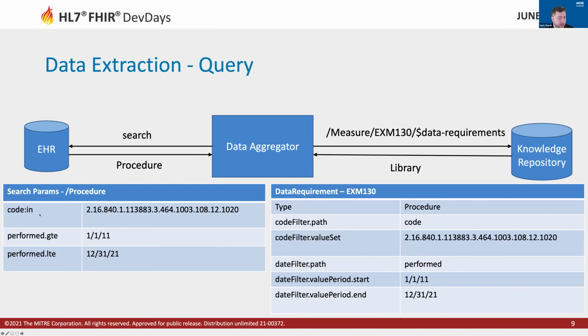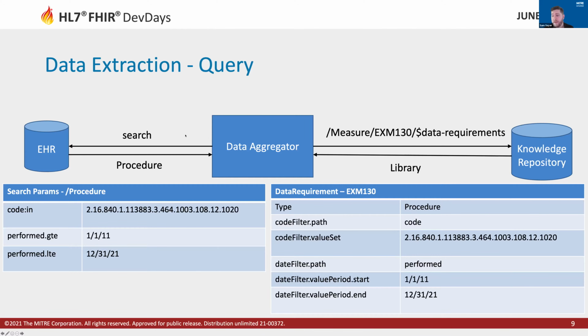So here I have an example. We can use the code query to find all the codes that exist within this value set. I think this is the colonoscopy value set. And we're also looking for a specific perform date. So for procedure, we're looking for something that has to be within the last 10 years. And so we can query the EHR for that, and we can pull it back out.